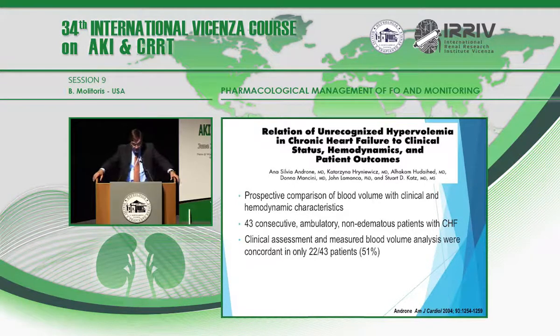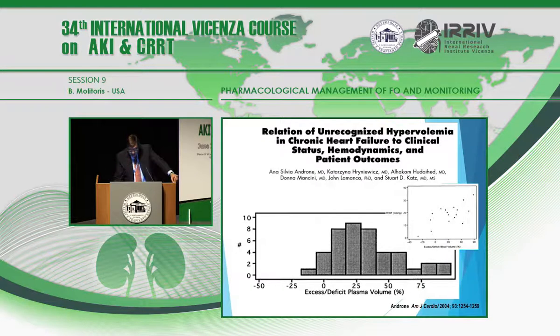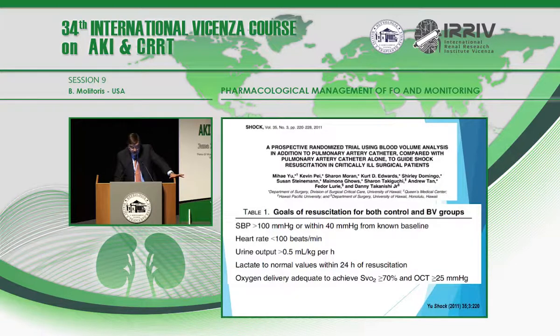Well, this is a study done with the Daxor machine where they looked at 43 consecutive ambulatory non-edematous patients with CHF. They had clinical assessment and they measured blood volume, and they were concordant in only 51% of the patients. Okay, so the physical exam and the history were wrong in nearly a majority of the patients. This is just looking at the excess and deficit plasma volume in that study, but again, the physicians were wrong with whether or not they thought volume status was up.